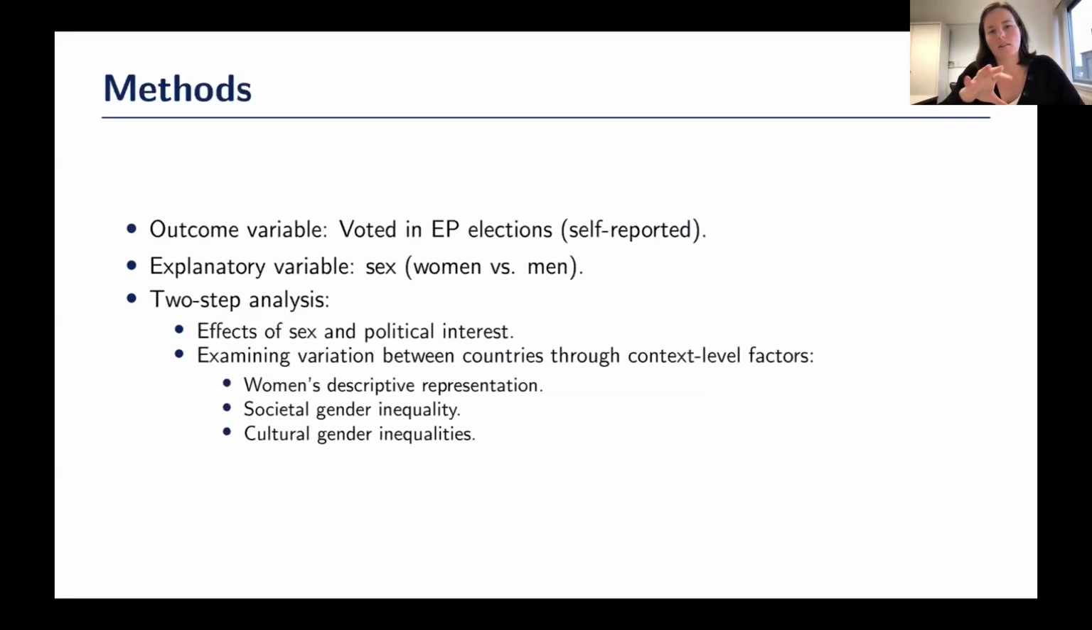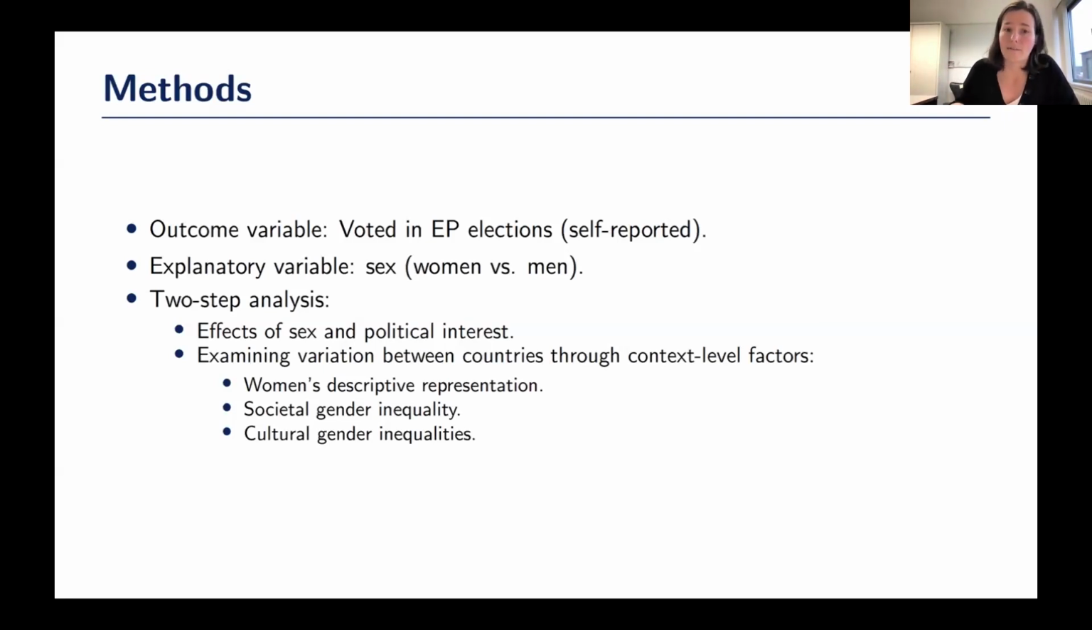In terms of the analysis, our initial outcome variable is going to be voter turnout. So, did the respondent in one of these surveys turn out to vote in European Parliament elections, yes or no? We're analyzing self-reported voter turnout, which has been debated. We acknowledge that self-reported voter turnout is going to lead to an overestimation of turnout. But we don't think that is particularly problematic if you're interested in gender differences in voter turnout.